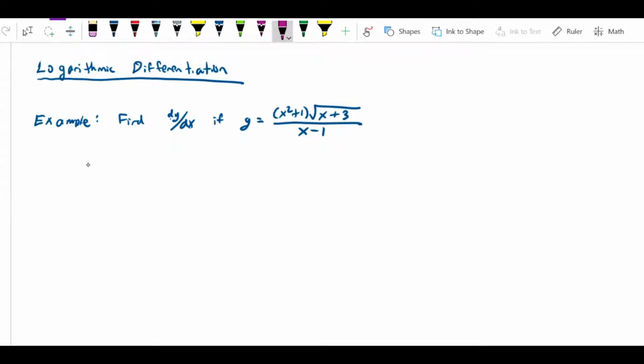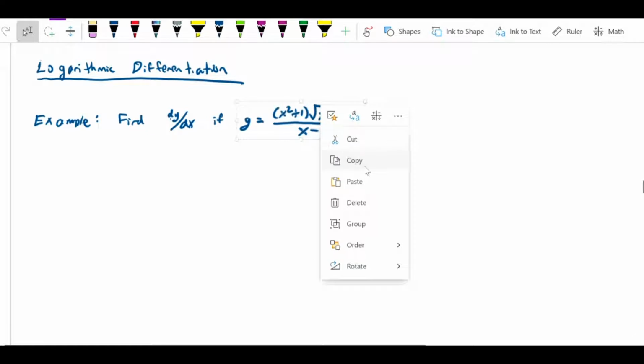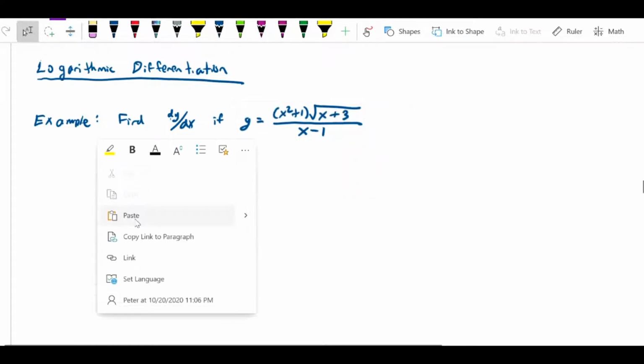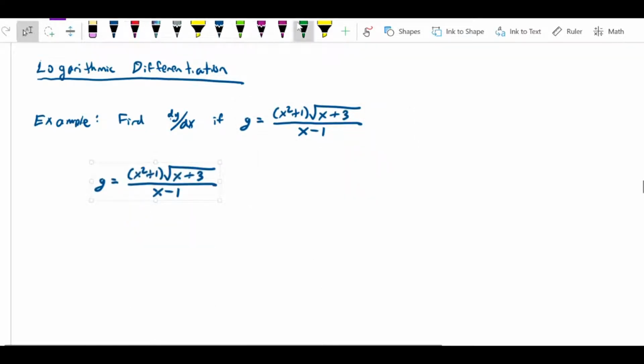What we do is, let me first of all just get a nice clean copy of this function. Let's paste. Let's write it in purple. There we go. So if y equals this function, before I even do any differentiation at all, I can take the natural log of both sides. Now why would I do that? Basically because it's going to be easier to find the derivative of the log of the right side than it is to find the derivative of the right side itself.